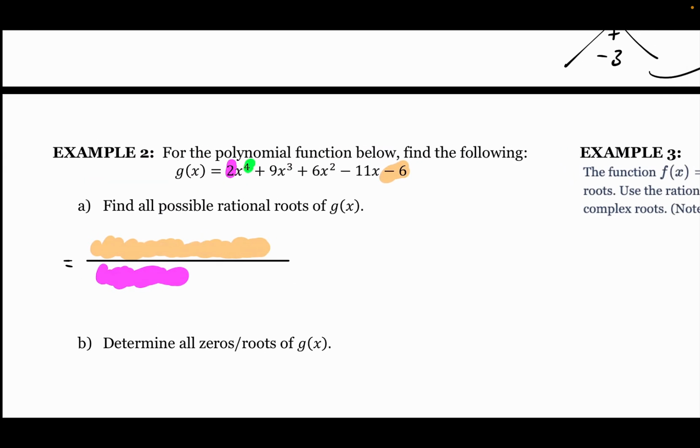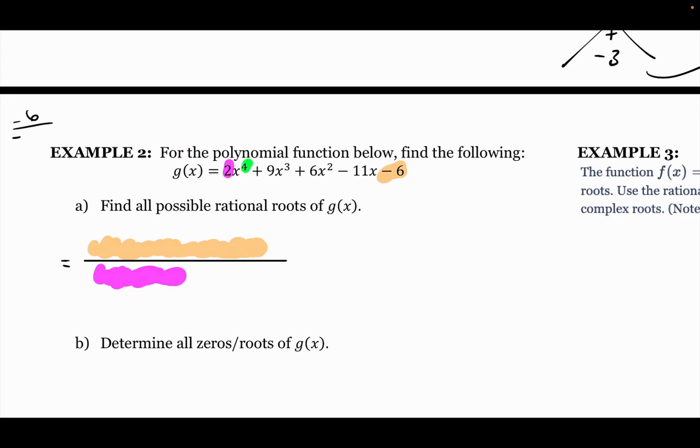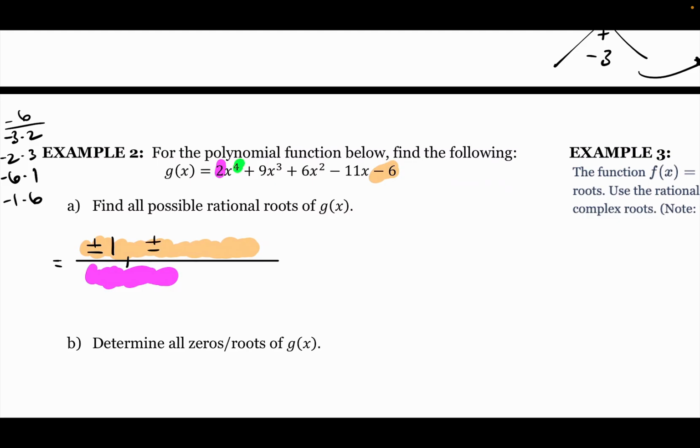So let's see. Let me write this down. -6. We get -3, +2, and then reverse. -6 and 1, -1 and 6, right? So what do we got? Plus and minus 1. Plus and minus 2, positive and -2, positive and -3, positive and -6.